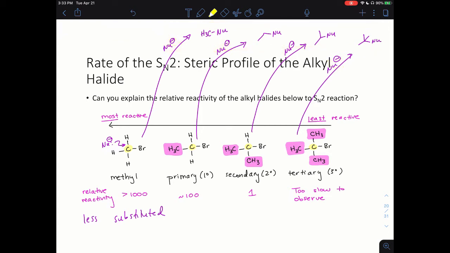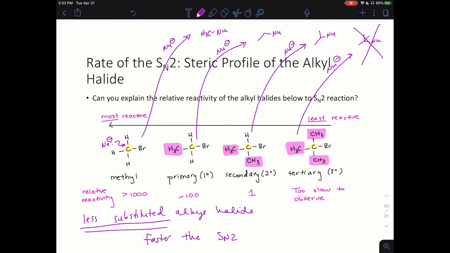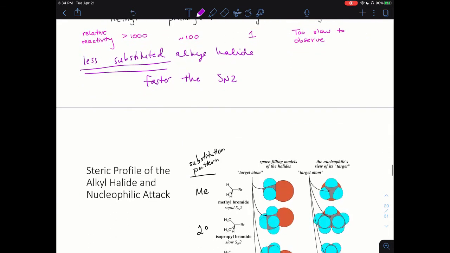The reaction of the methyl halide would be 1,000 times faster than the reaction of the secondary halide. And the primary halide would be 100 times faster than the reaction of the secondary halide. And the tertiary would react so slowly that we wouldn't even observe a substitution product. We wouldn't see any of this. So the less substituted the alkyl halide, the faster the SN2 reaction. So now that we can describe the trend, let's try to explain it.